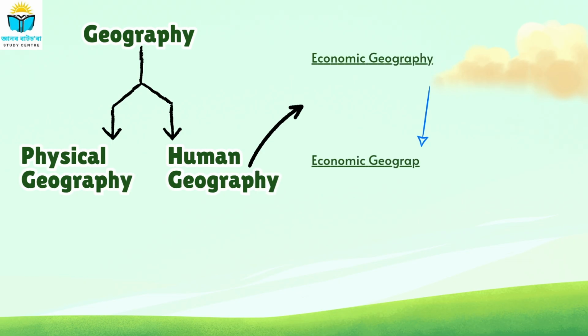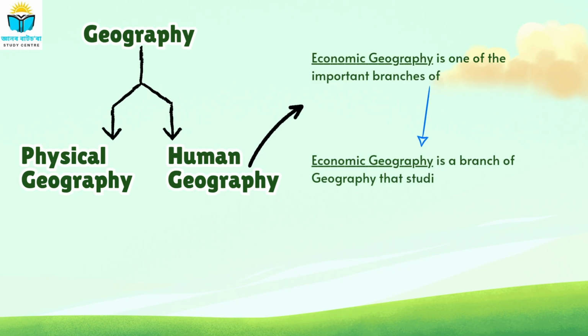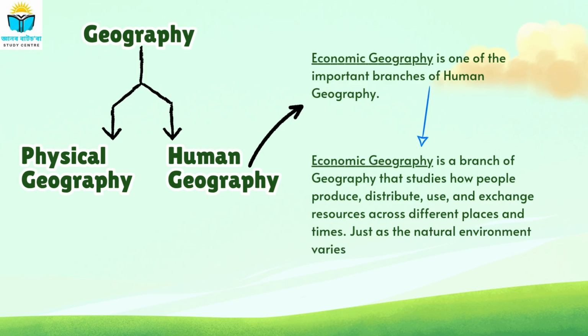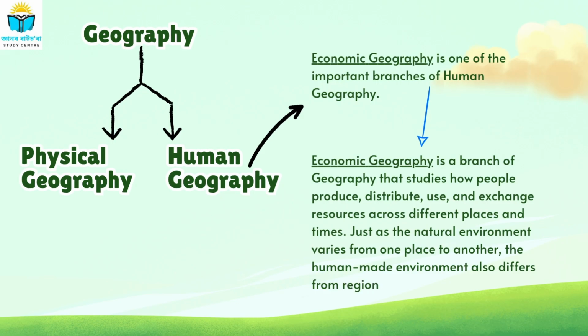Geography is broadly divided into two main branches, physical geography and human geography. From human geography, we get one of its most important branches, economic geography. Economic geography focuses on how people produce, distribute, use, and exchange resources across different places and time periods. Just like natural environments vary from place to place, human-made environments also differ from region to region, shaped by how people interact with their surroundings.